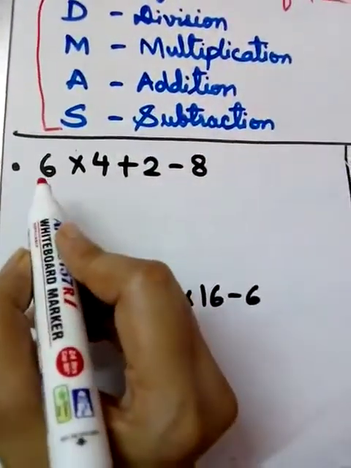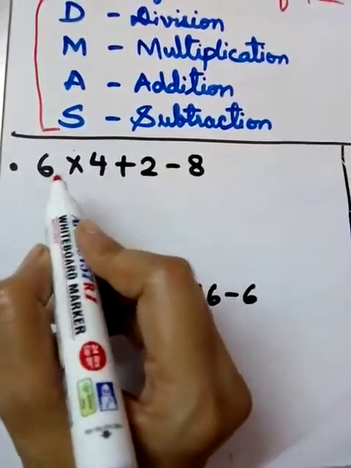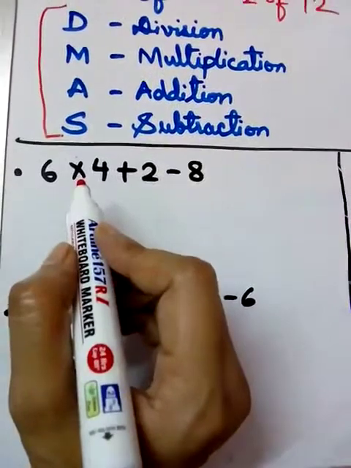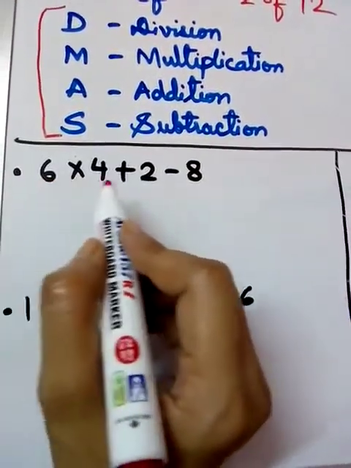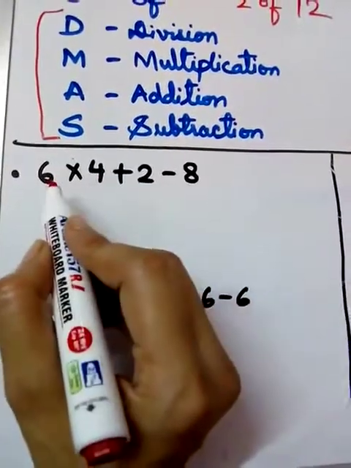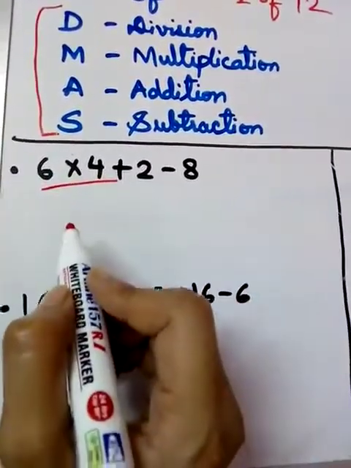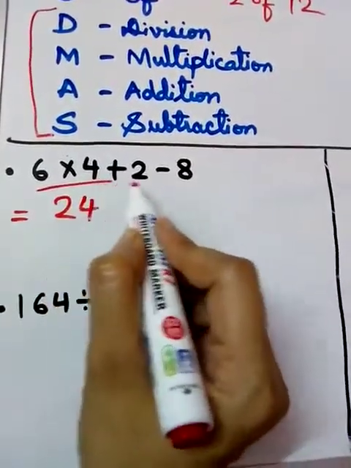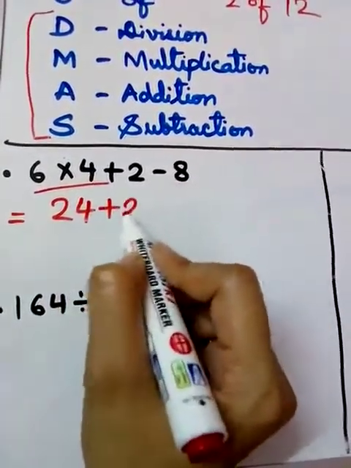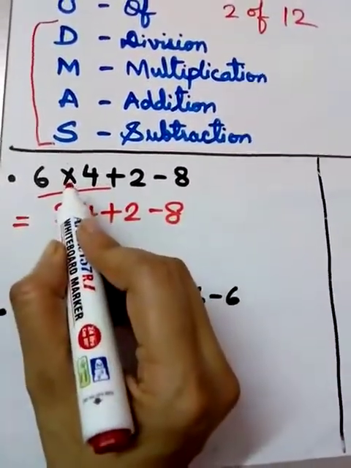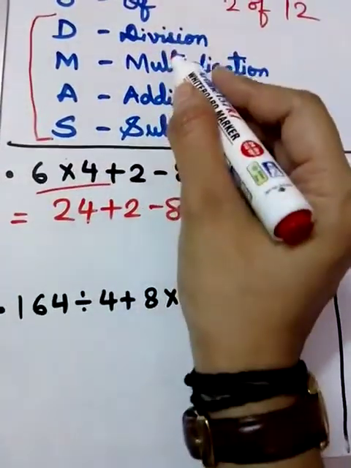So let us take one example. This is example: 6 into 4 plus 2 minus 8. Look at division. D is division. Do we have it? No. Move to multiplication. Do we have it? Yes. What two numbers are multiplying? 6 into 4. So 6 4s are 24. The rest of the numbers will be written as it is. In step number 1 we will do the first operation, that is multiplication, because we didn't have the division.